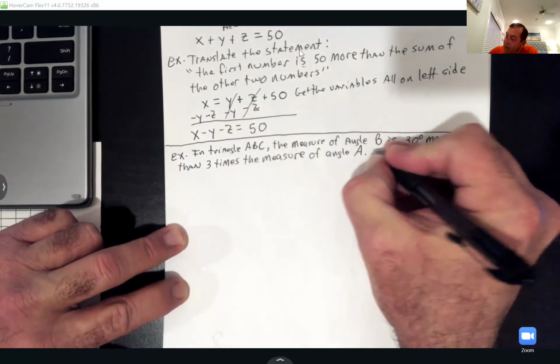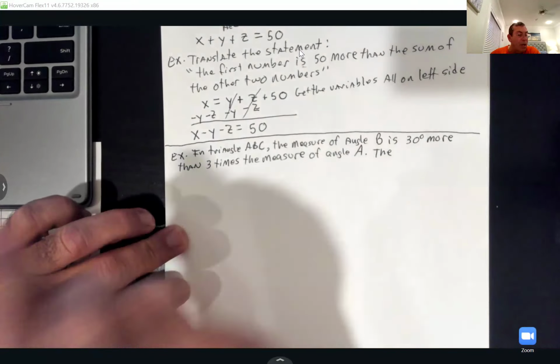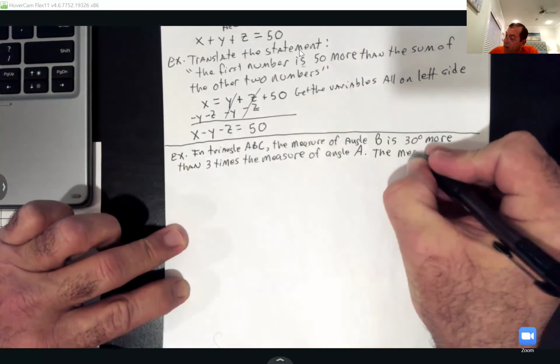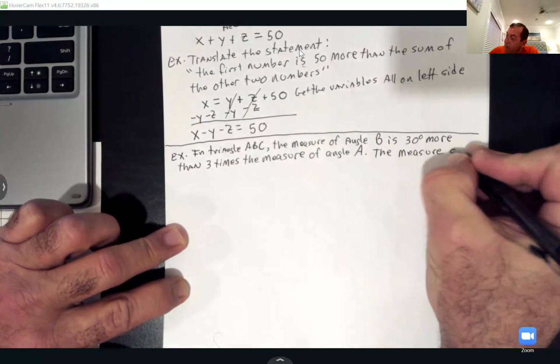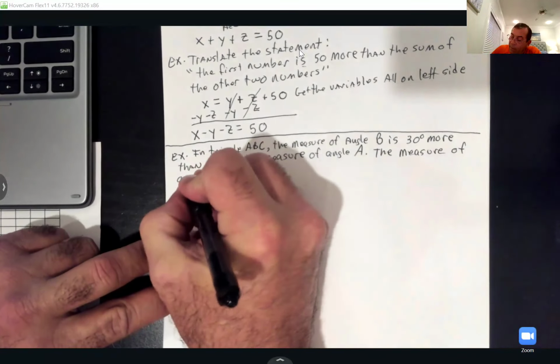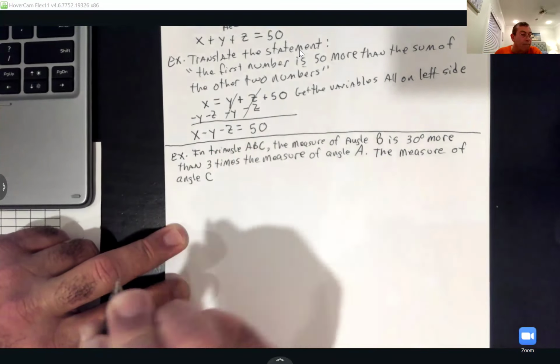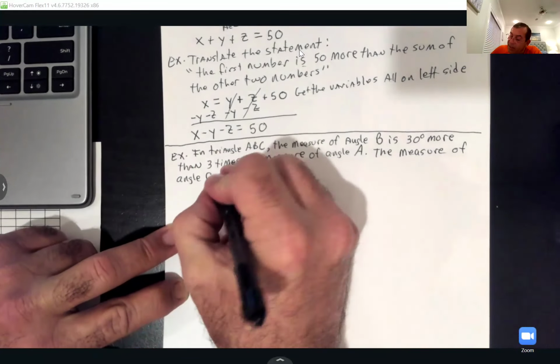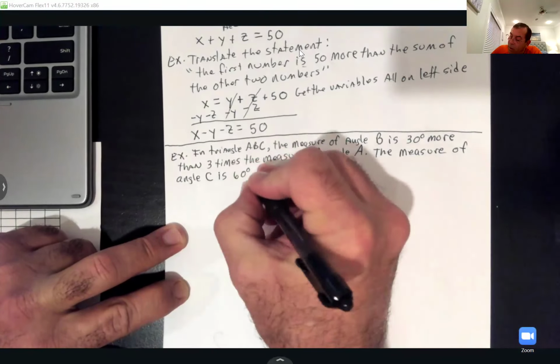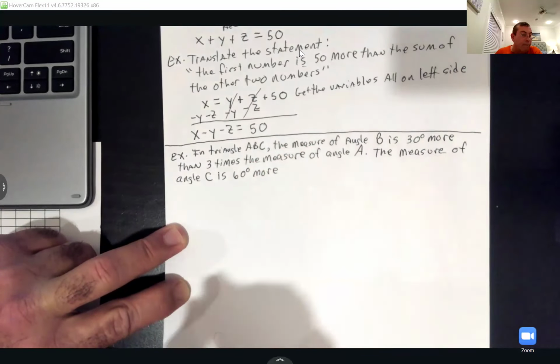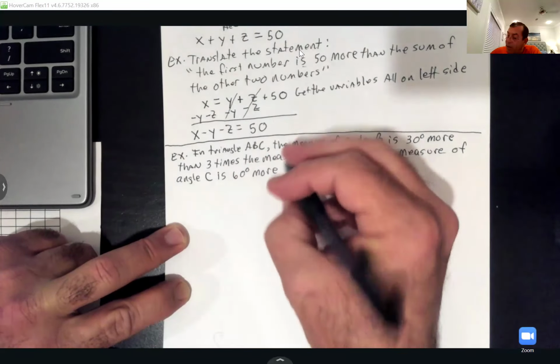Then they tell us the measure of angle C is 60 degrees more than the measure of angle A.